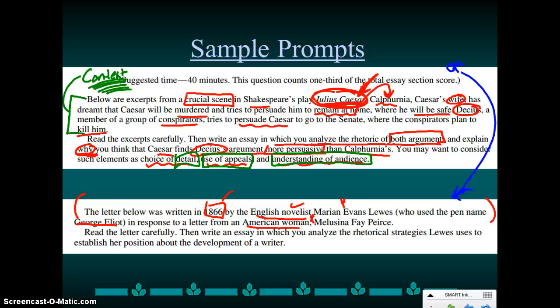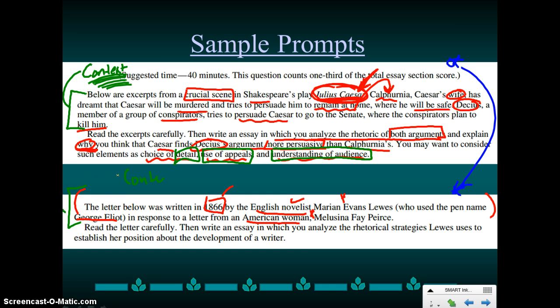Now you have to read the text. So then this is again the context. Oh, you know this stuff. Oh my goodness, you know it. Now here's the actual prompt. Read the letter carefully, then write an essay in which you analyze the rhetorical strategies that Lewes uses to establish her position about the development of a writer.